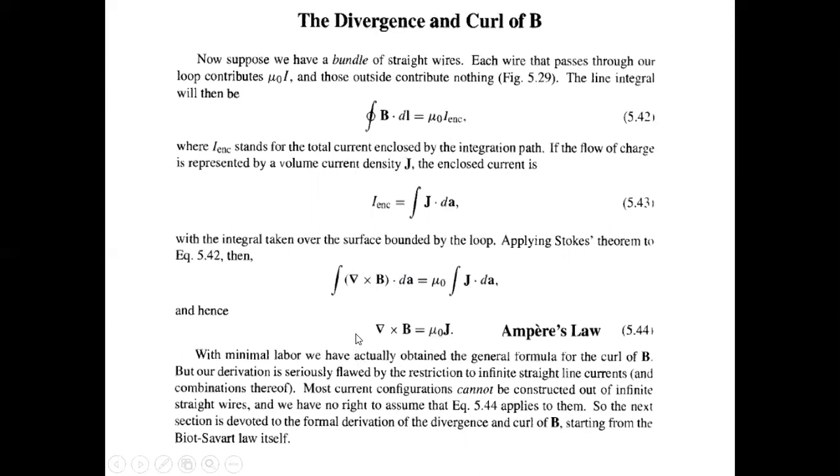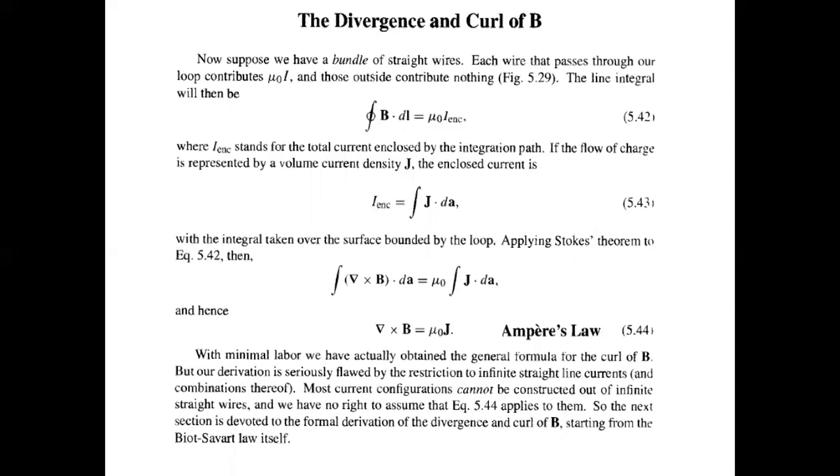And then we have Ampere's law in differential form. Basically, it's the curl of B equals mu 0 times J. So it's the differential equation of Ampere's law, whereas this one is the integral form of it.